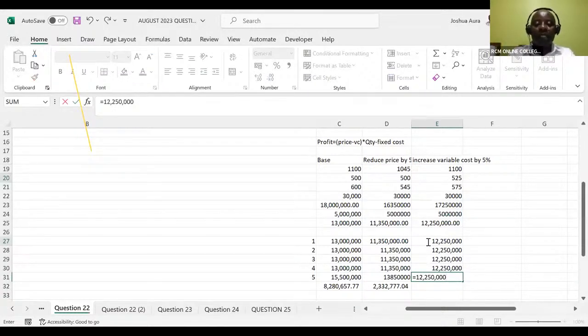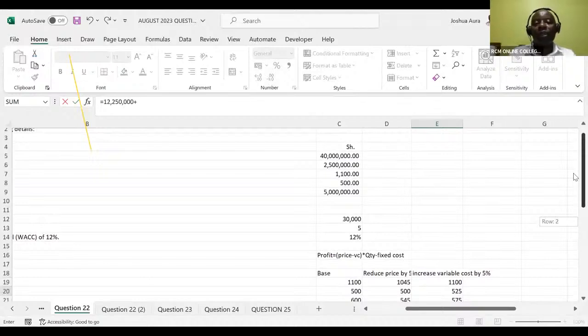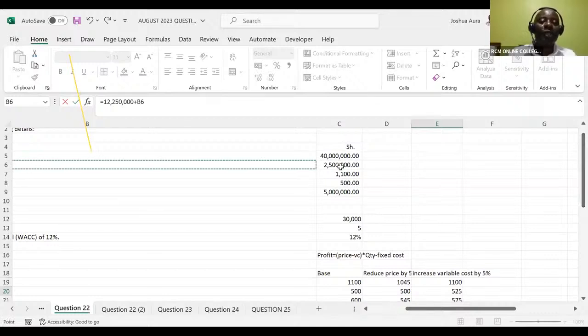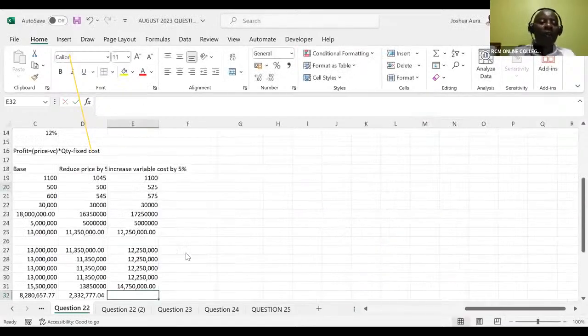But now remember here, there is a scrap coming because there's a last year. So you say plus, there is a scrap coming. Go back and look for this scrap. So the scrap, ladies and gentlemen, what do we have here for the scrap? The scrap is 2.5 million. So you simply say enter. Then I have this as my cash flow.